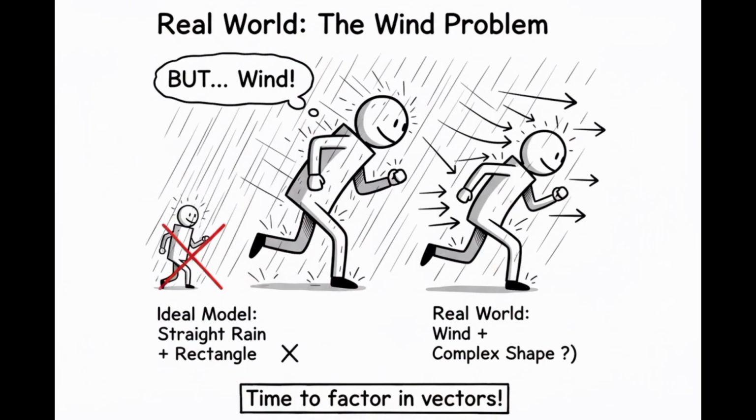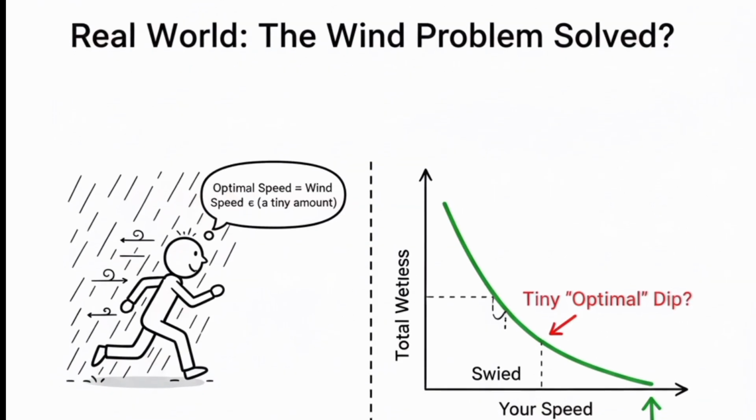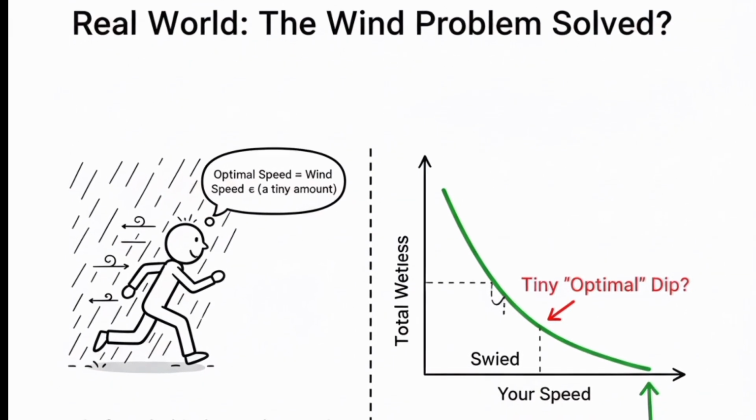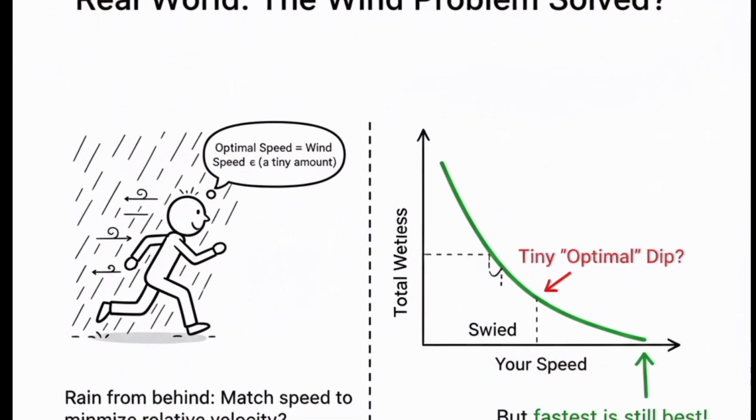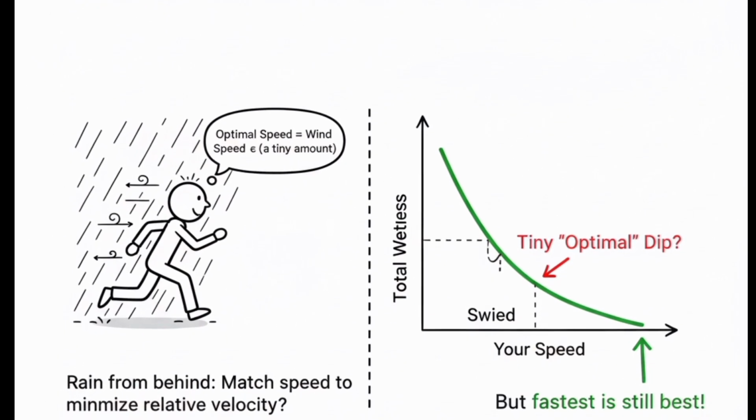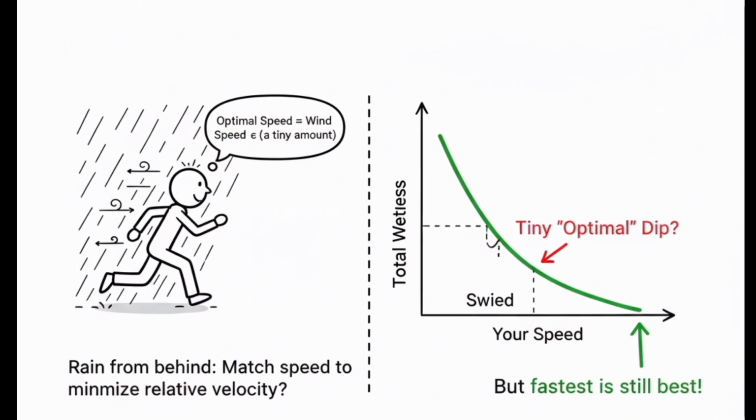Now, this is an ideal model. We assume the rain falls perfectly straight down and that you are a perfect rectangle. In the real world, we have to consider wind. If the rain is falling diagonally due to wind, running still helps, but the optimal strategy gets a little more complex. Your speed relative to the wind means the rain vectors change.